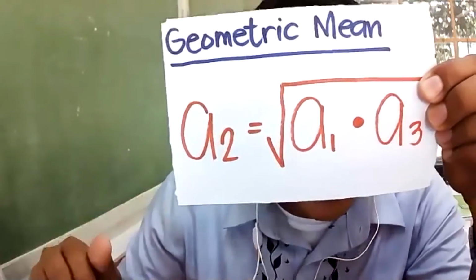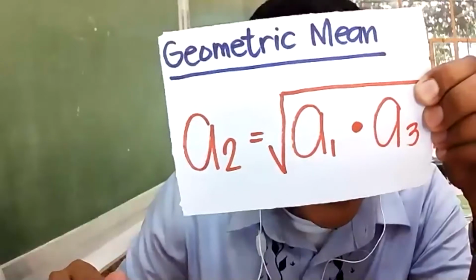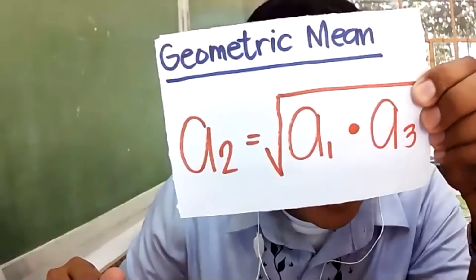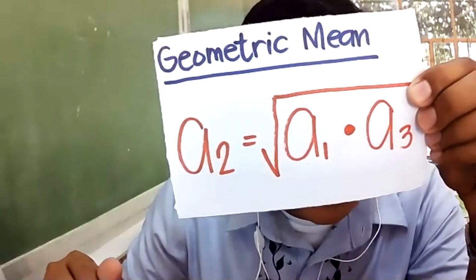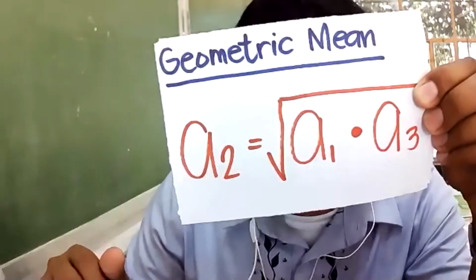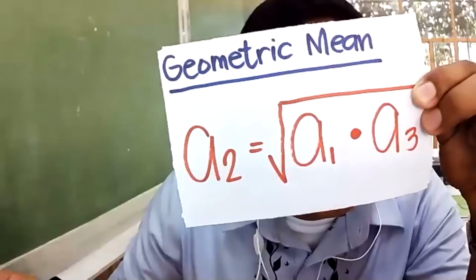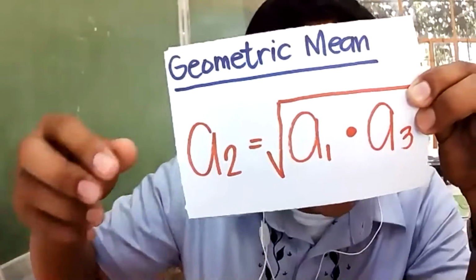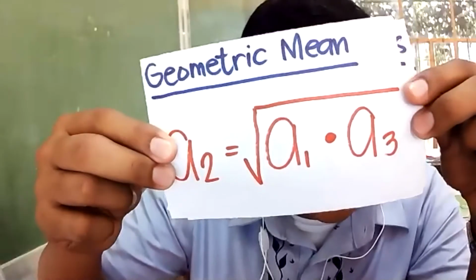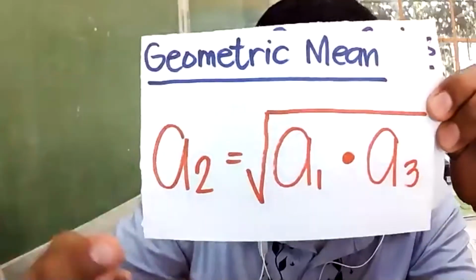Your classmates were asking, sir, what about the imperfect square? What should we do with our answer? Should we simplify it by factoring, by using calculator or whatever? I'll give you the answer later during our exercises. Okay, that's for the geometric mean.